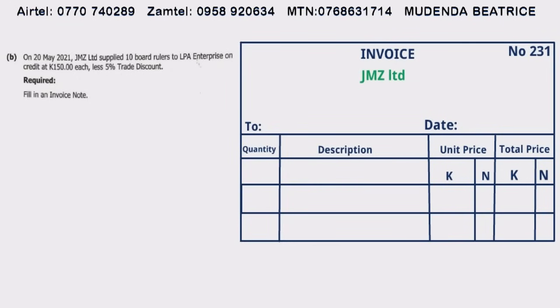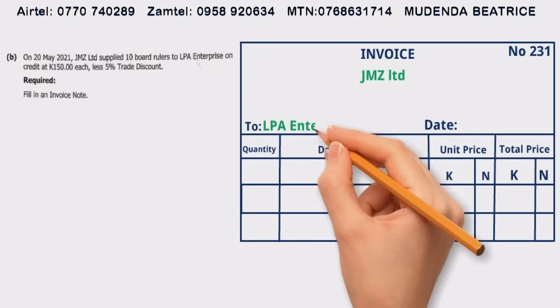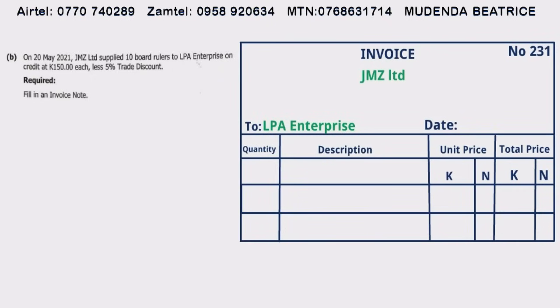Once we've done that, the next thing we're going to say is where this invoice is going to. The company, JMZ Limited, supplied 10 board rulers. It is LPA Enterprise. That's where this invoice is heading to. Once we have entered that, we come to the date. The date is 20th May 2021, so we're going to write 20 May 2021.